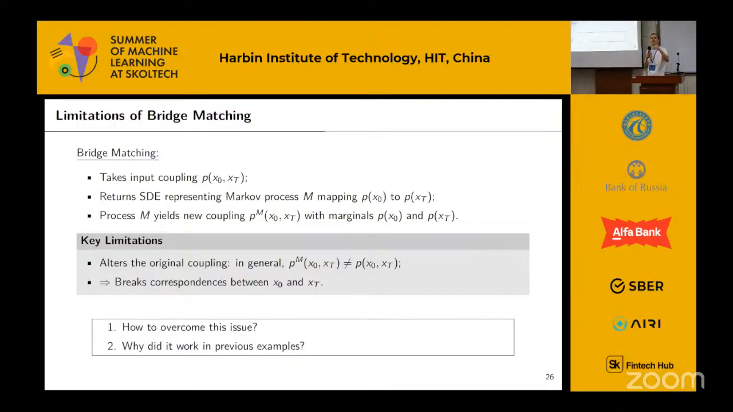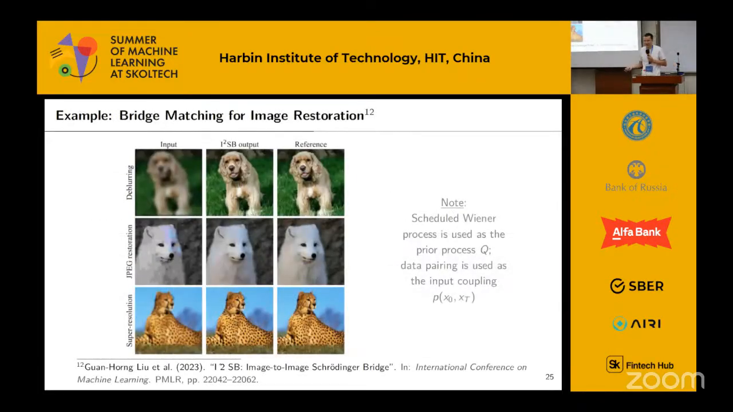The short answer is we never know, because bridge matching in general alters the coupling on which it is trained. So theoretically, it is possible that you train your bridge matching model on a coupling which, for example, has inputs cat, cat, dog, dog, but in the end you obtain cat, dog, dog, cat. You may ask why then it works here? You see that this dog does not transform into a leopard or whatever. We'll talk about this in more detail.